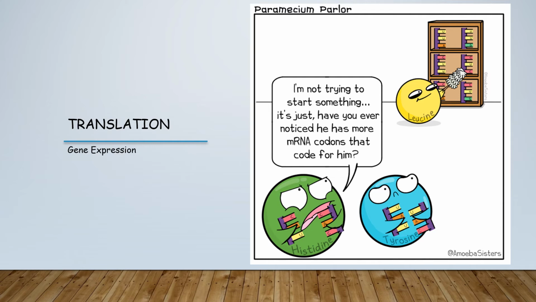So that's us gone through the first process within gene expression, transcription. So we've taken our genetic code stored in our DNA and produced a mature mRNA transcript. Now we need to translate that from mRNA transcript into a polypeptide or a protein.